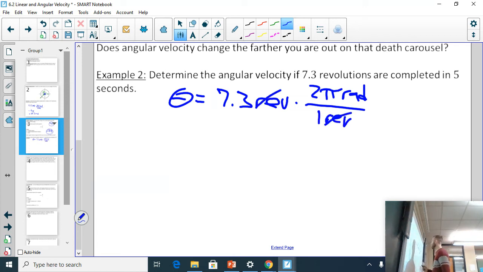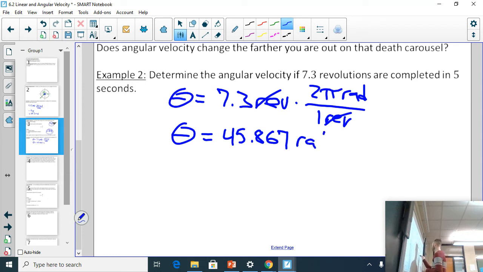Revolutions cancel. And so we have theta equals 7.3 times 2 pi radians, right? And so that's going to be 45.867 radians. So that's how many radians we've moved.